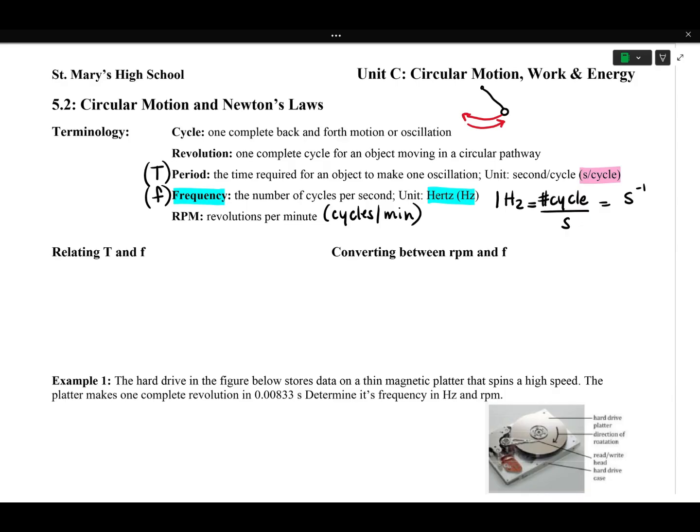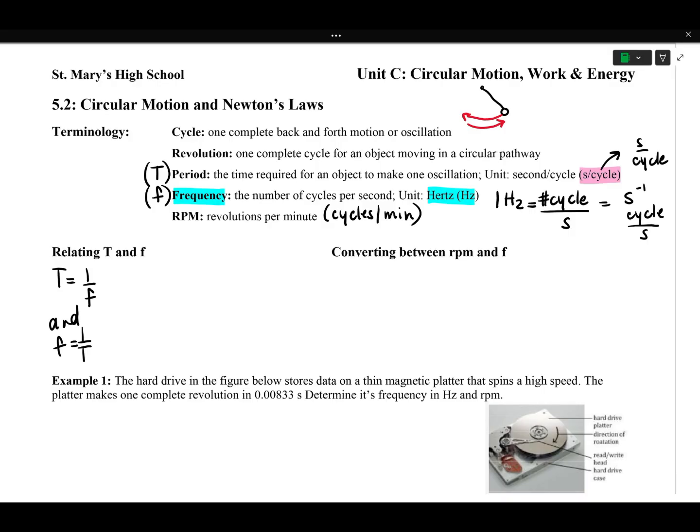So there are 2 formulas that we can use. We can use period, which is equal to 1 over the frequency, and we can use frequency as being 1 over the period. If you think about the units, a period is a second per cycle, and on this one, frequency is a cycle per second.